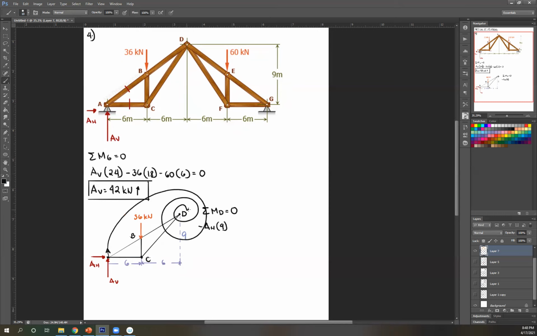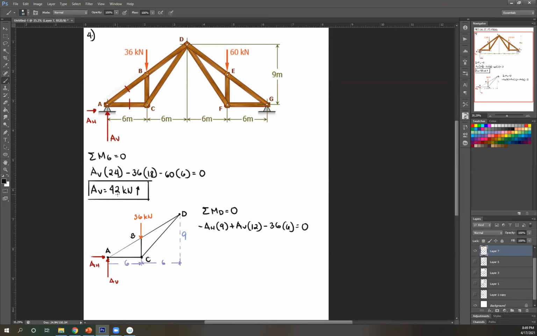Next, AV, rotate that about D. That's clockwise, therefore positive AV. Perpendicular distance, okay? Extend line of action, it's this, which is also equal to this, so that's 12. What else? 36. Rotate that about D, that is counterclockwise, so negative 36. Perpendicular distance is this length, which is again equal to 6. Okay, check if there's any other forces. No more. So equate to 0.